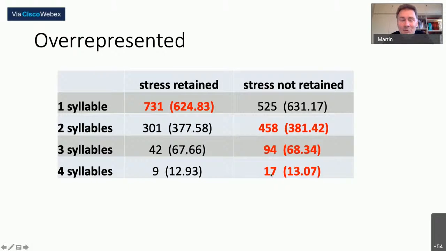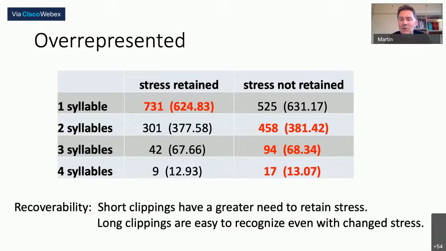This is not only curious, if you like, it also corresponds to the tendency of clipping to facilitate recoverability. You remember recoverability, short clippings have a greater need to retain stress because they have relatively little material that ensures recoverability. By contrast, longer clippings are easy to recognize even when the stress pattern is changed, because the segmental phonological cues are stronger.